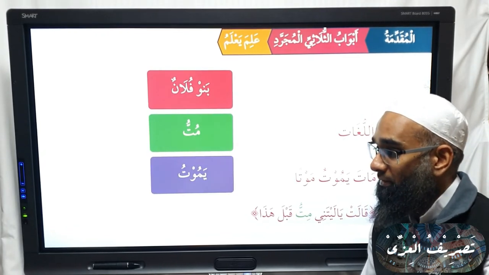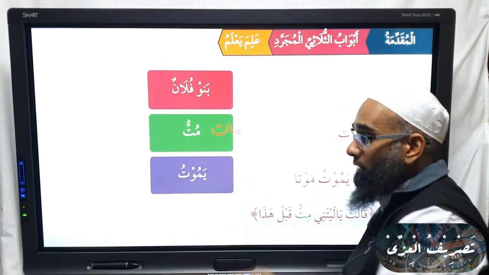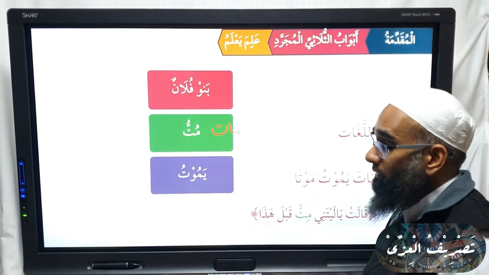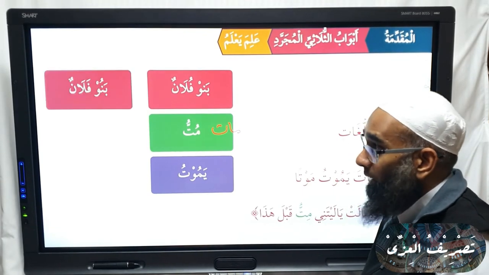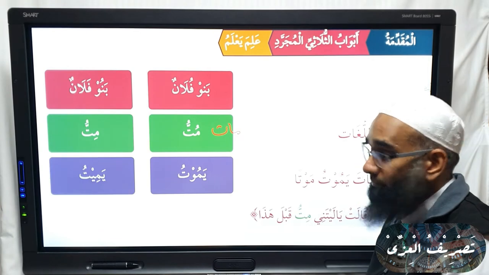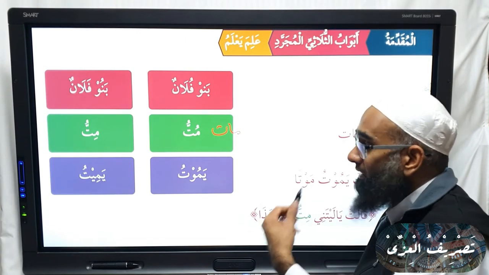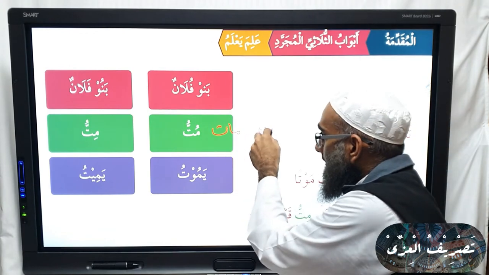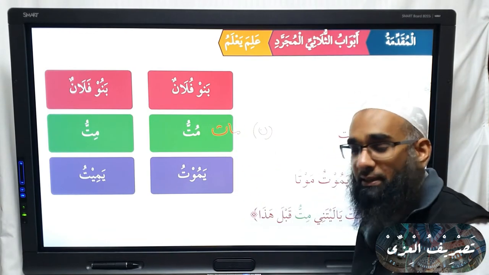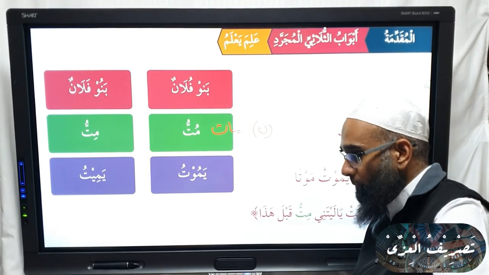And mudari is what? Yamutu. It's mata yamutu. But when they make it into an amr, amr is mutu. So when you make the madi, it's muttu. Yes? So it's supposed to be mata, basically nasara yansuru. So mata yamutu, mata, matu, mata, mata, mutna, mutta, mutu, ma mutu.